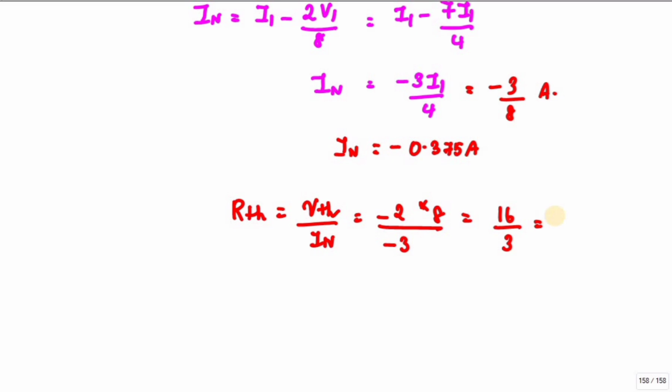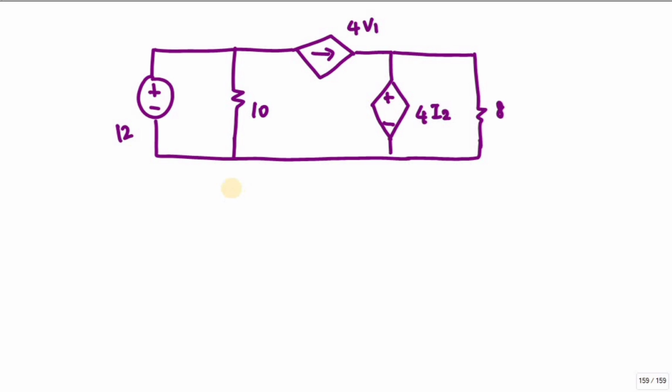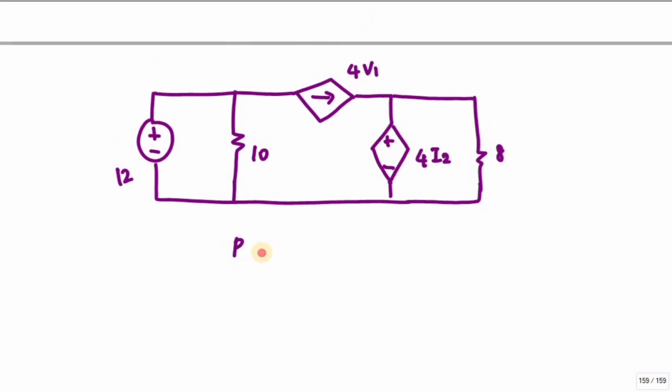So next question, for this question they are asked to find the power supplied by all the sources, all the elements. So I'm going to take this current as I1, I2, I4 and I5. So what is I2? I2 is nothing but voltage across this one is 12 divided by the resistance 10. So we will get the answer as 1.2 amps.